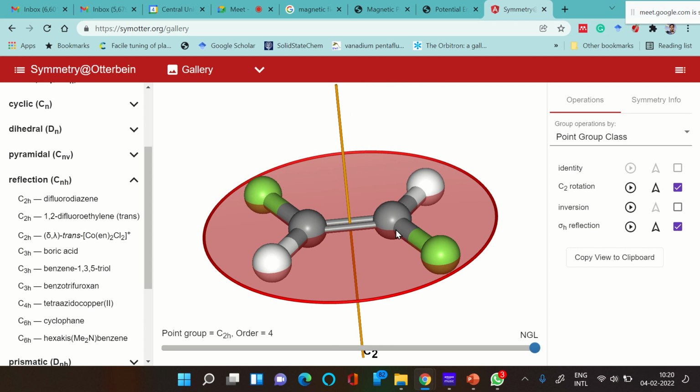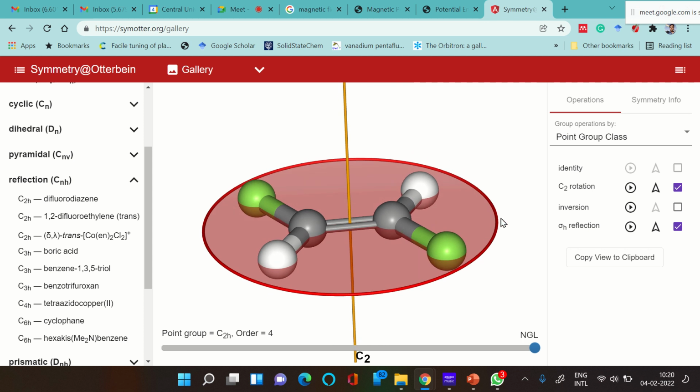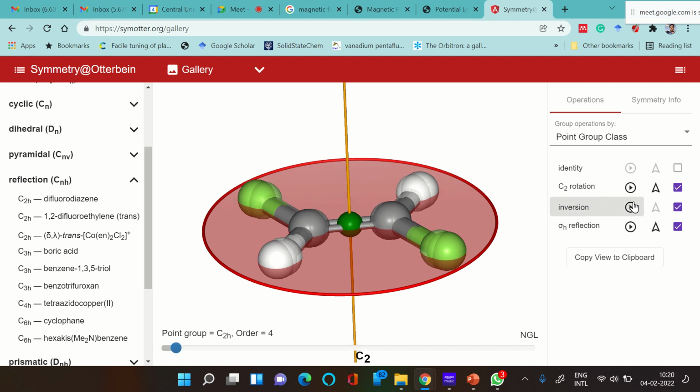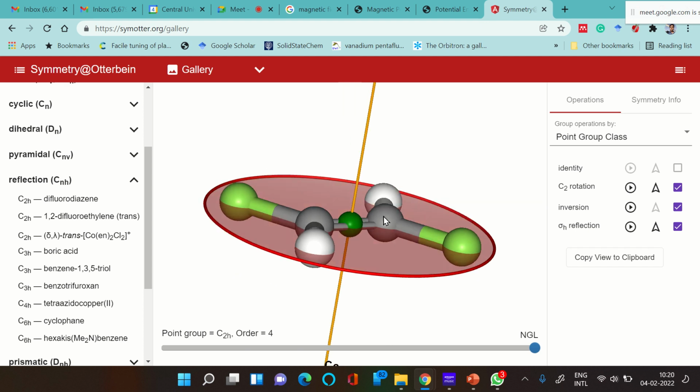So in the perpendicular plane you do not have n number of C2 axes. This is the another one, and this inversion center is here. So this is the central point, which is the center of inversion. Through this point you can take it across, and you can have the same set. So inversion center है, यही हमने देखा था.